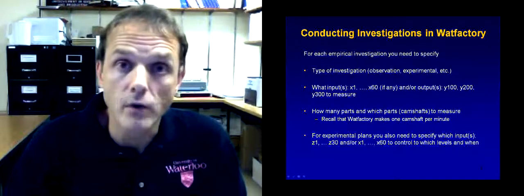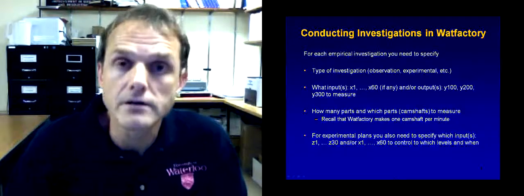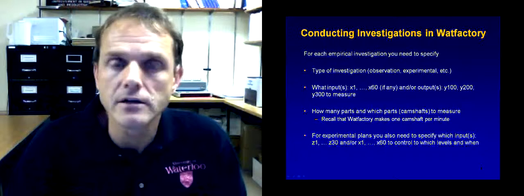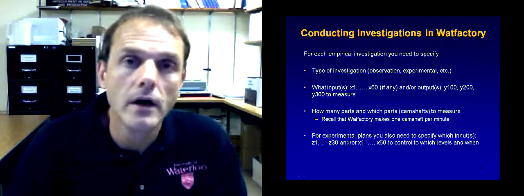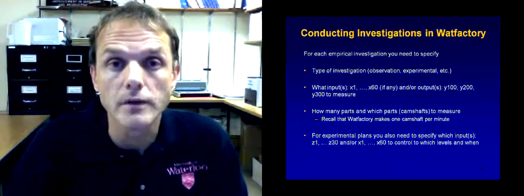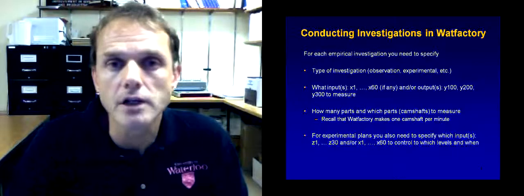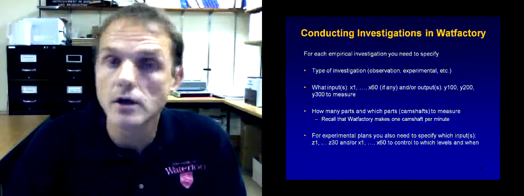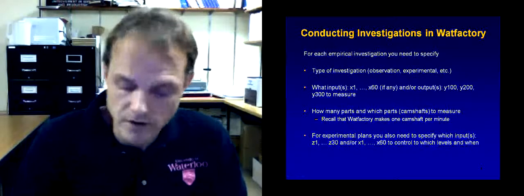And recall that in the watfactory interface, camshafts are made once per minute, so the camshafts will be labeled 1, 2, 3, and so on, representing their time of production, and that's how you will choose the particular camshafts you like. If you're conducting an experimental investigation, there are additional requirements. Because in an experiment, of course, you're not just observing, but you're deliberately changing something. So you'll need to specify which inputs you would like to change, to what levels, and when, and so on. So again, there are additional choices to be made.